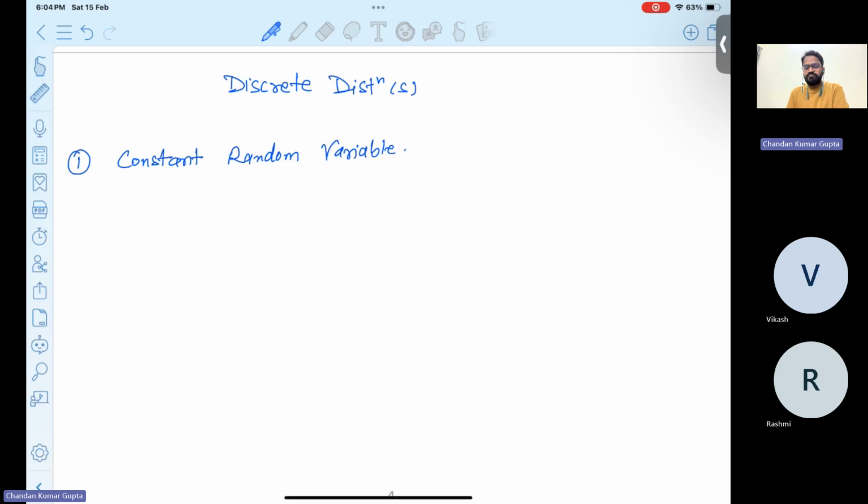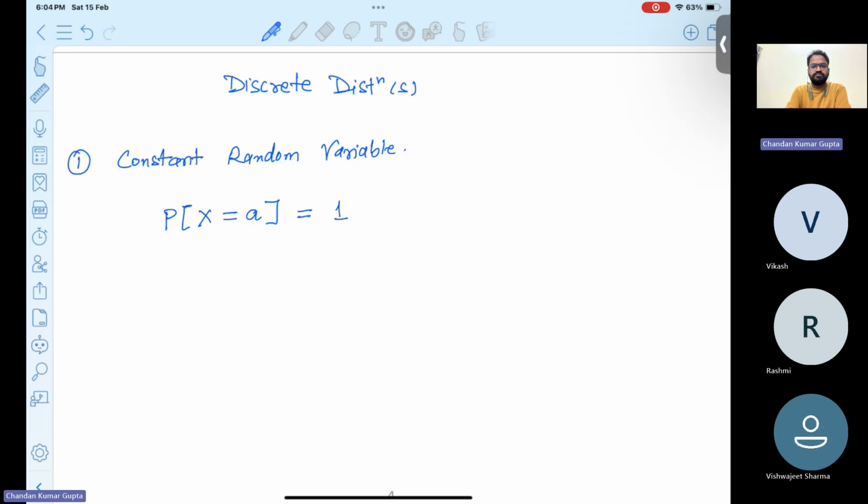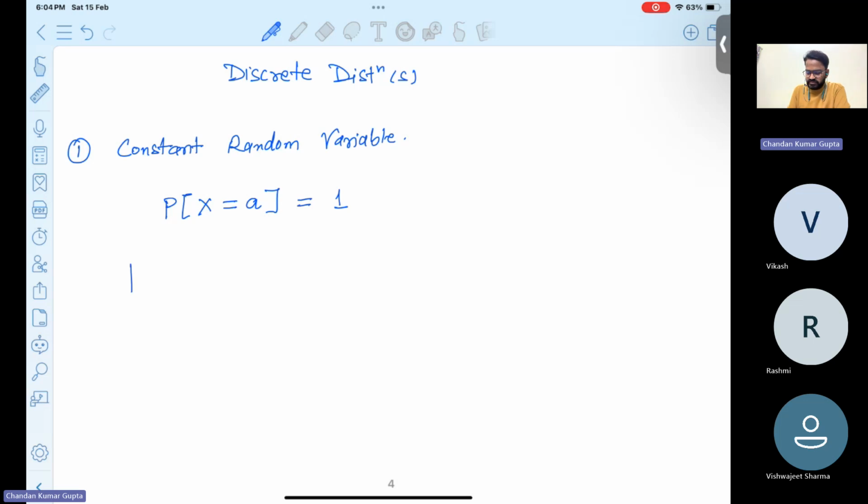A random variable that is concentrated on a particular point, on a particular constant only, is called a constant random variable. The distribution is defined like this: X is said to be a constant random variable if the probability that X equals a is 1. This means the probability comes out to be 1 when X lies on this particular point a, or 0 when X does not lie on that point.